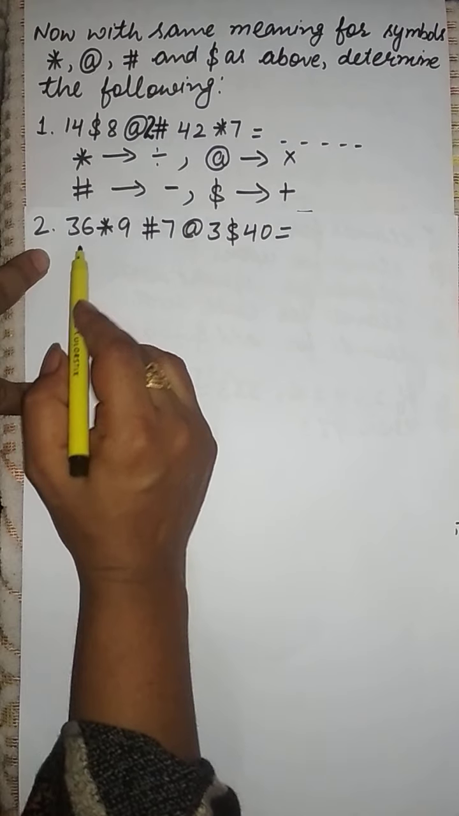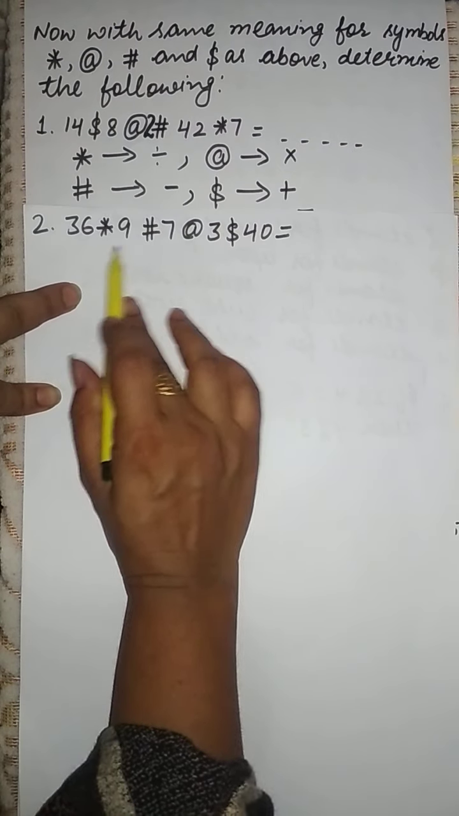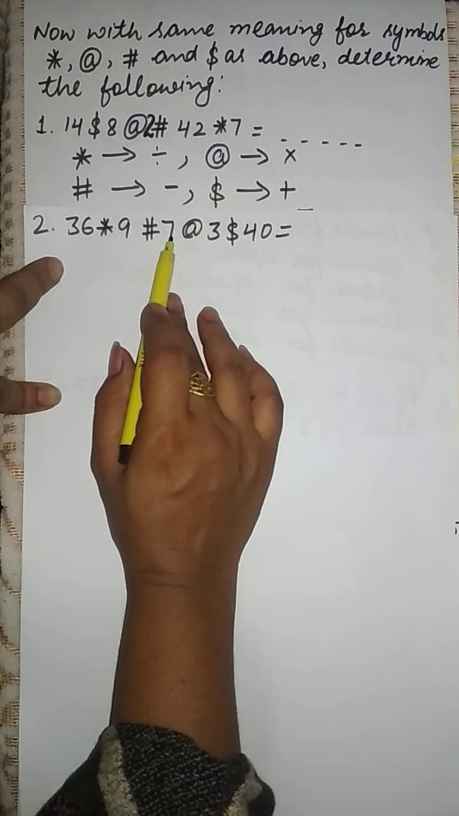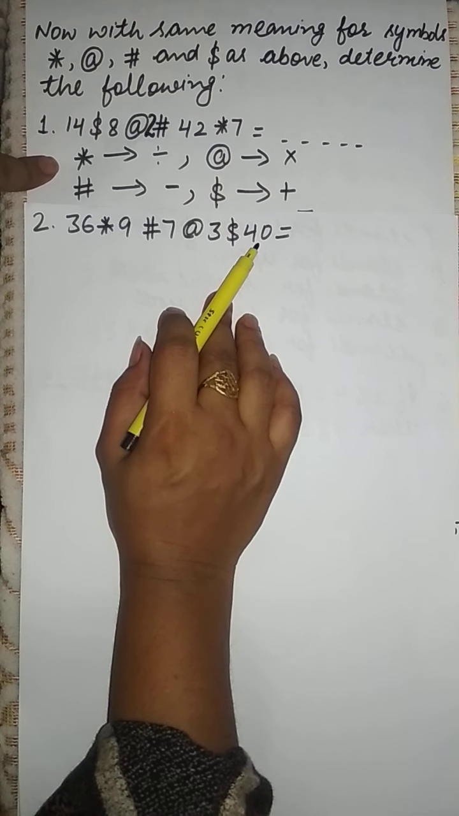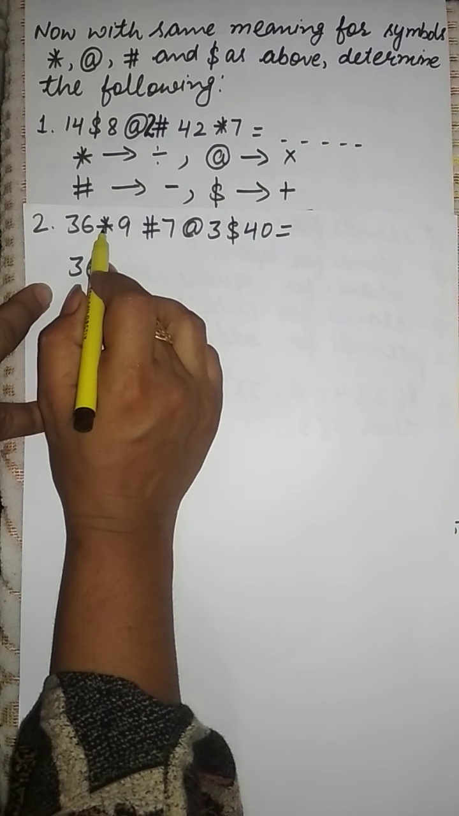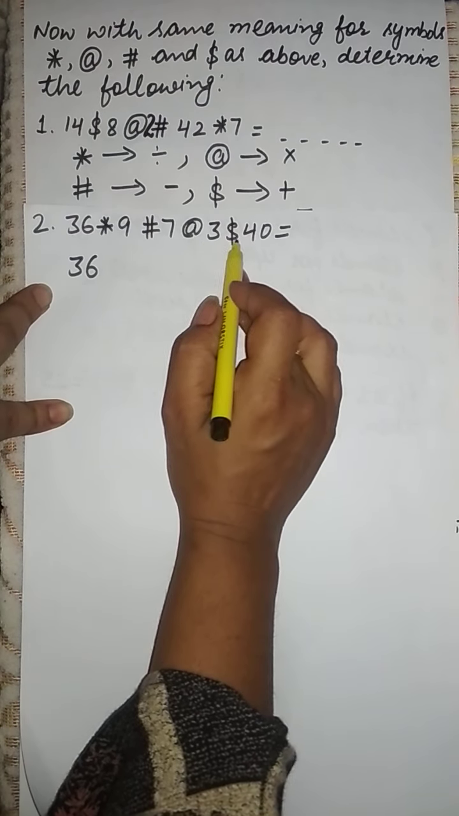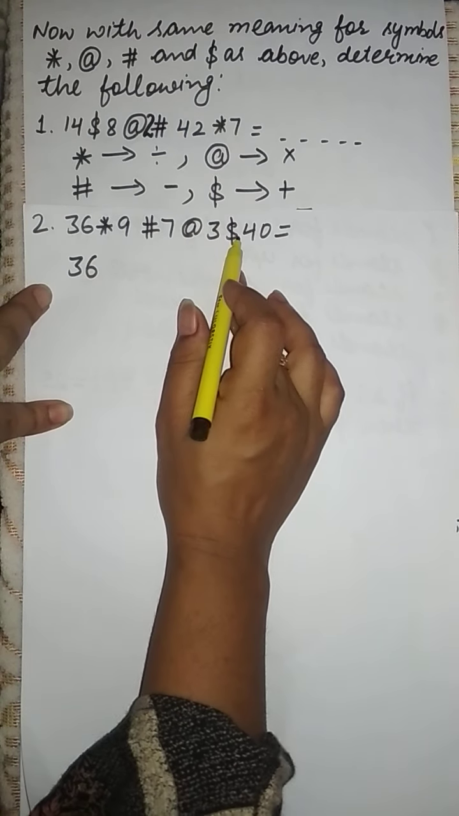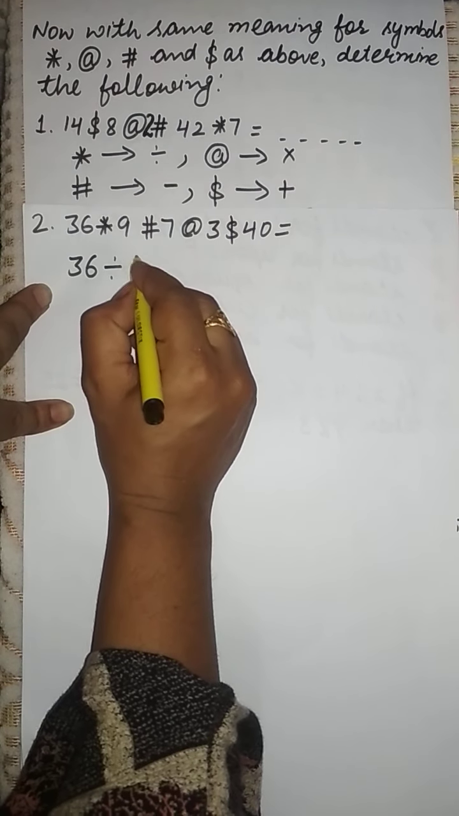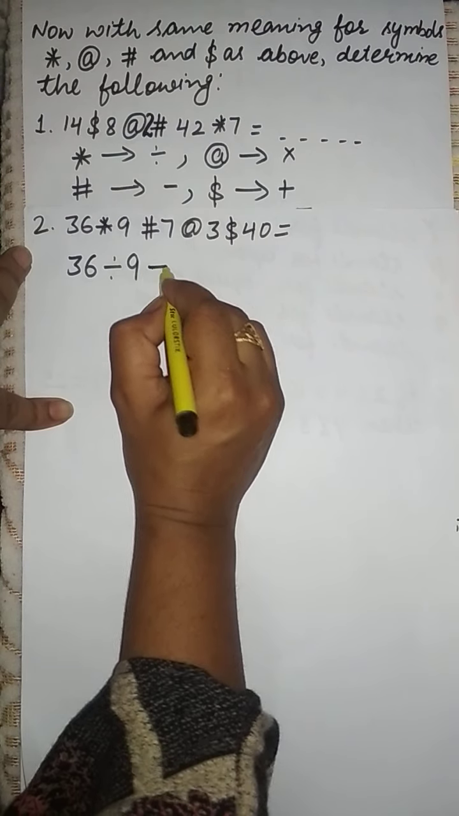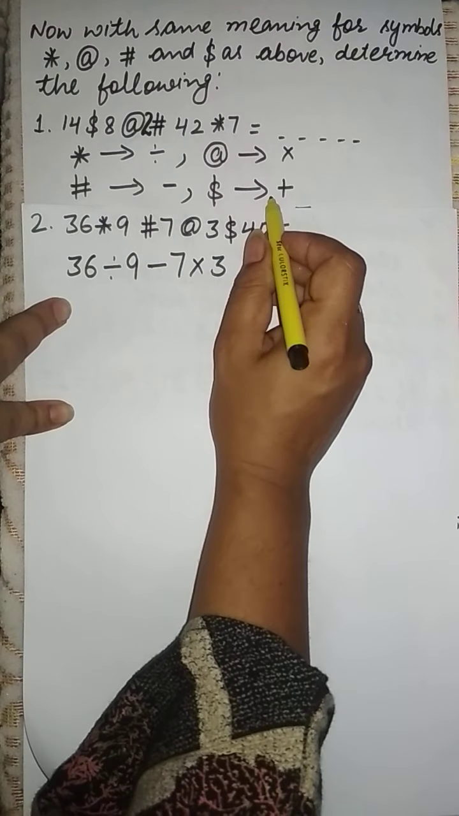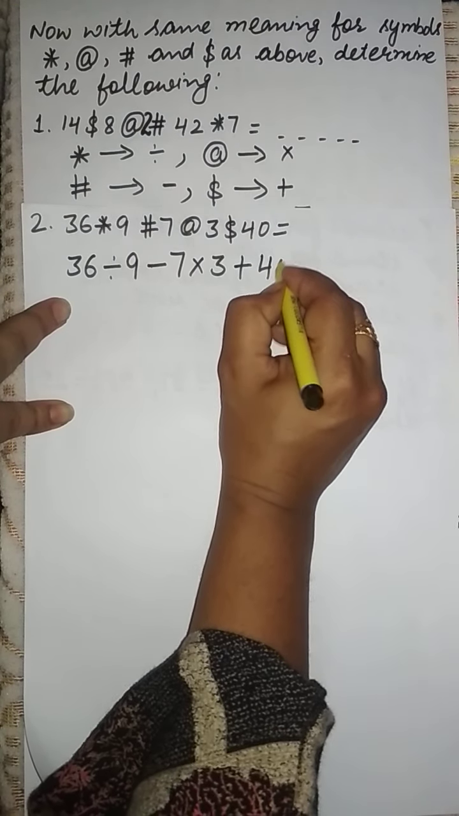Now question number 2. Again in this question some symbols are there between the given numbers, that is the expression. We will replace these symbols by the mathematical operations as we have discussed above. Now we know that here 36 star 9 hash k 7 at the rate 3 dollar 40. Now I'll replace these symbols by the mathematical operations, as I know that star stands for division, 36 divided by 9. Hash k stands for minus, so minus 7. At the rate stands for multiplication, so multiplied by 3. And dollar stands for plus, so plus 40.